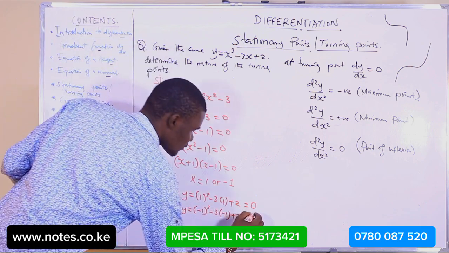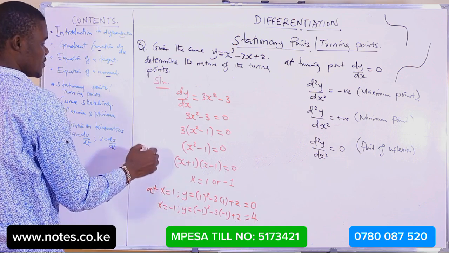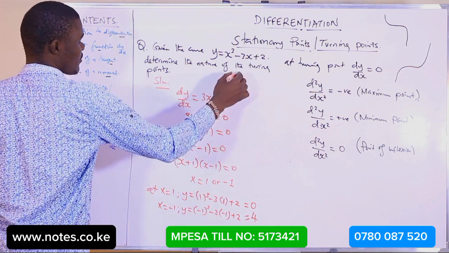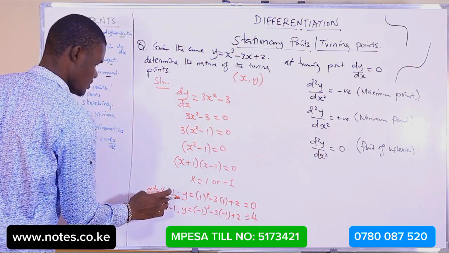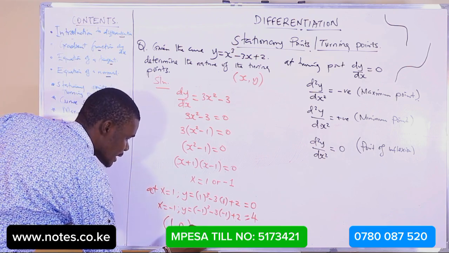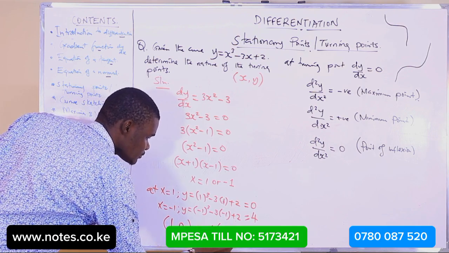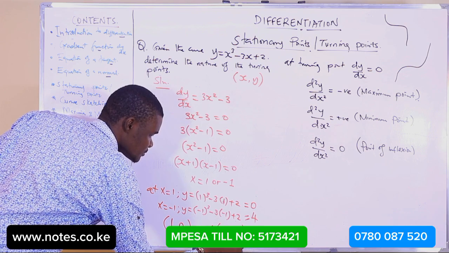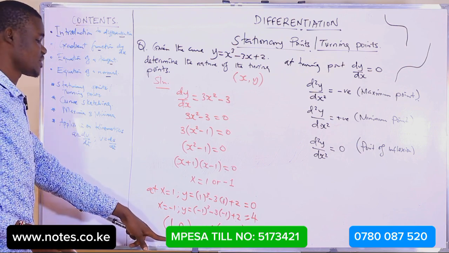So we have two stationary points here. The first one is this, because I told you a point is given in the form of x, comma, y. So our stationary points will be (1, 0) and (-1, 4). So that is it. These are our stationary points. This is how you get stationary points.